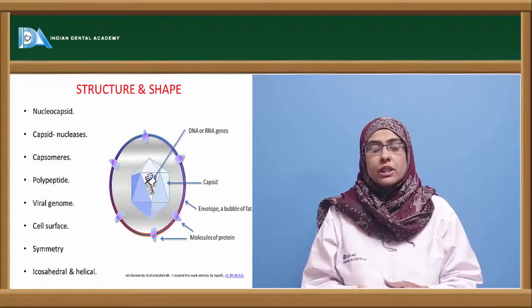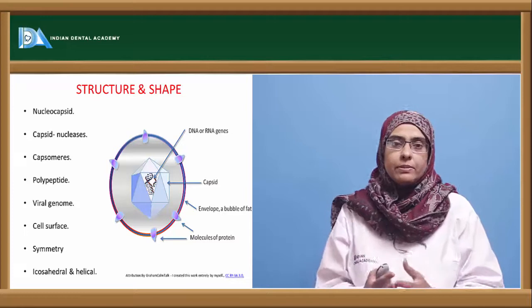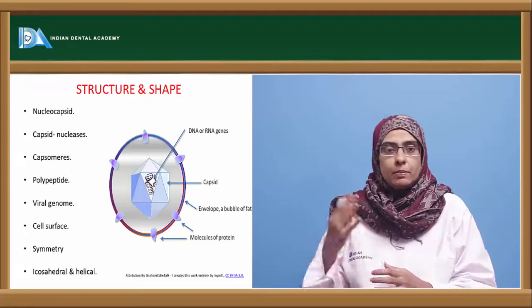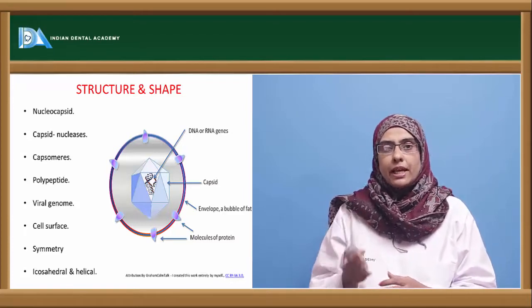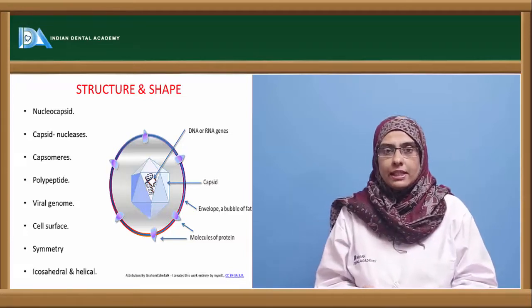So coming to the capsid, what are the different morphologies, the different shapes of the capsid? Different viruses usually acquire different shapes depending upon the capsid. The symmetry that is given based upon the capsid is of two types. One is called the icosahedral symmetry and the other is called the helical symmetry.